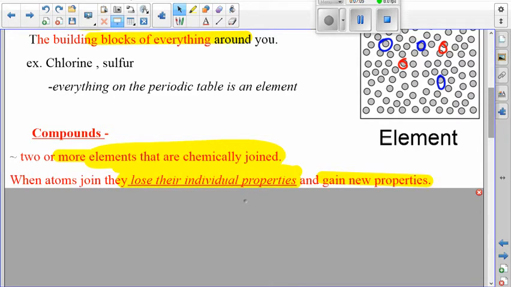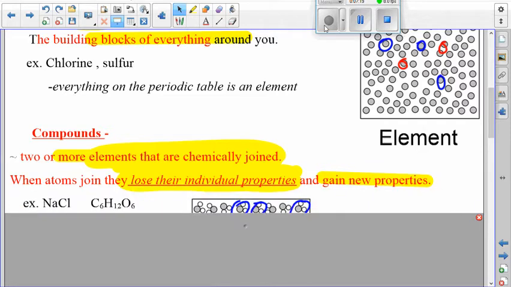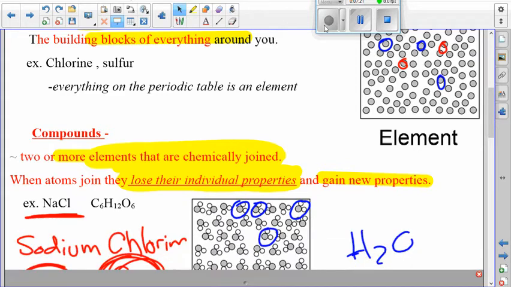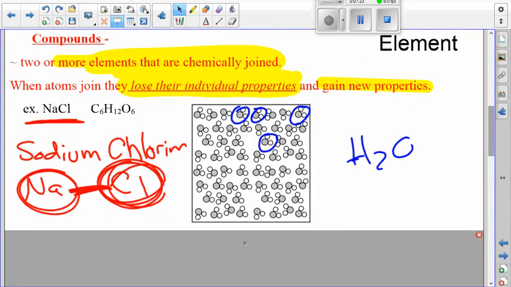When atoms join, they lose their individual properties and they gain new properties. They lose their individual properties and they gain new properties. Let me show you some examples of this. You don't have to write all these down. How about you write down NaCl and H2O. Those are a couple of good ones. Okay.